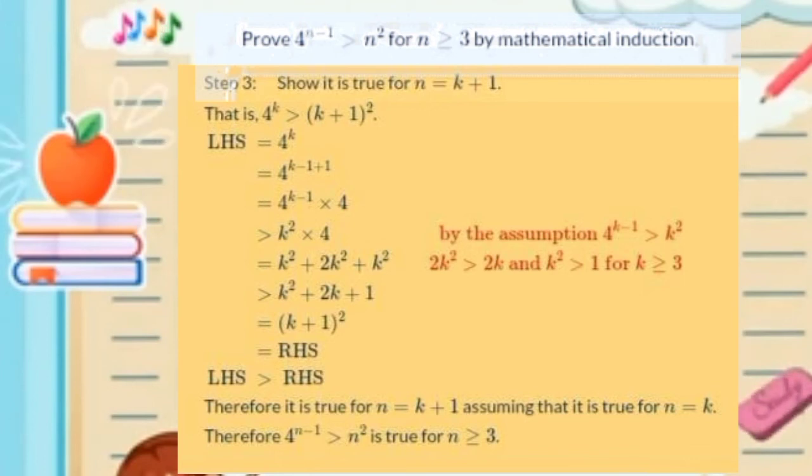Now, left hand side is greater than right hand side. Therefore, it is true for n is equal to k plus 1, assuming that it is true for n is equal to k. Therefore, 4 to the power of n minus 1 is greater than n to the power of 2 is true for n is greater than or equal to 3.